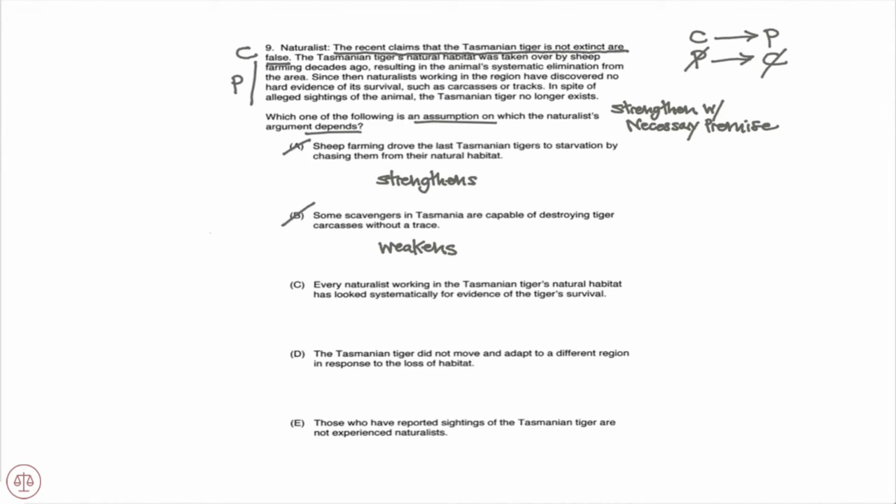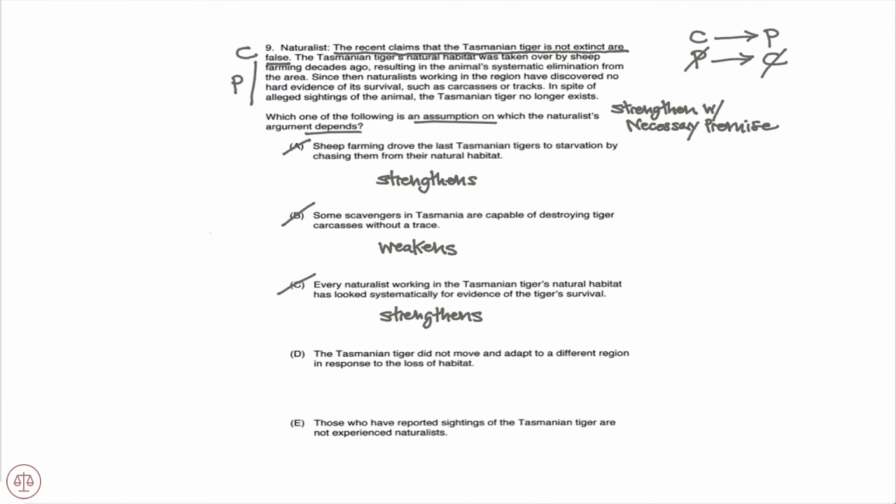C, every naturalist working in the Tasmanian tiger's natural habitat has looked systematically for evidence of the tiger's survival. Notice C clearly strengthens, because if every naturalist in the area has been looking for evidence of this tiger's survival, and none of them have discovered any hard evidence, such as carcasses or tracks, then that clearly strengthens the argument. But now let's make sure C is required. Every naturalist working becomes: not every naturalist working in the Tasmanian tiger's natural habitat has looked systematically for evidence of the tiger's survival. That does not destroy the conclusion, because not every means that at least one naturalist did not, but what if 99% of them did? So not every does not destroy this argument. So C, while it does strengthen, is not necessary, so C is out.